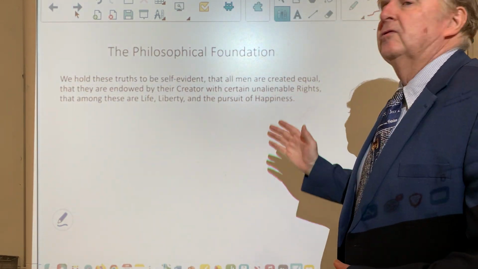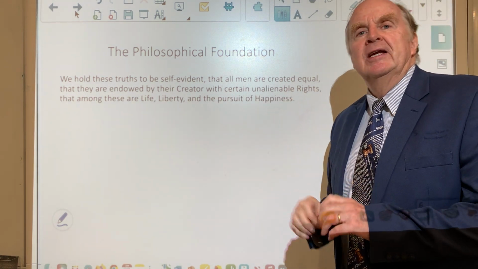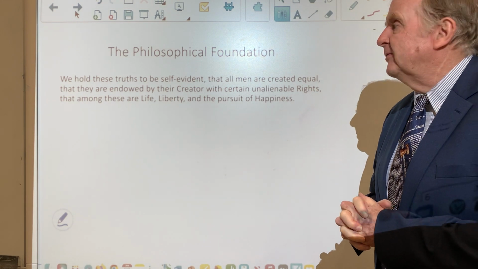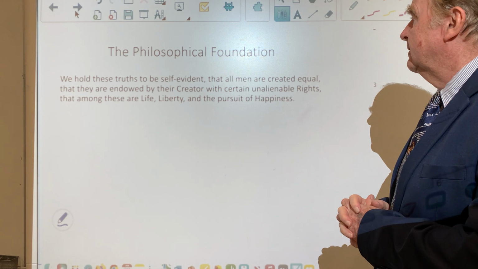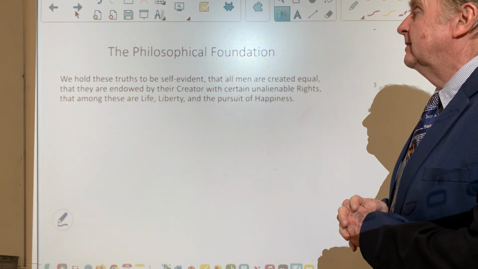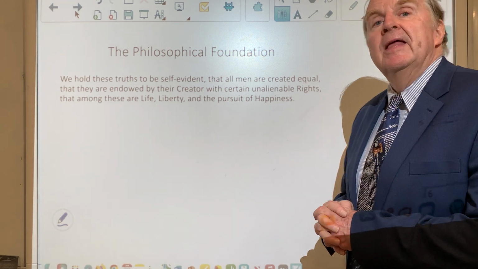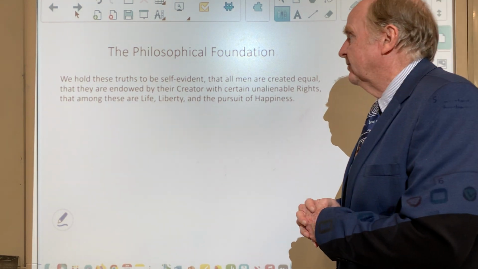And this is perhaps the key to understanding the Declaration of Independence. I suppose you could say the philosophical foundation. We hold these truths to be self-evident, that all men are created equal, that they are endowed by their Creator with certain unalienable rights, and that among these are life, liberty, and the pursuit of happiness.